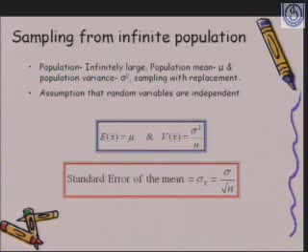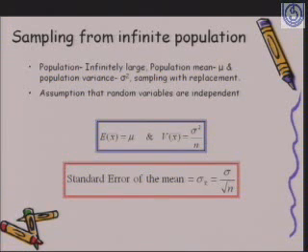But if your population is infinitely large and you make an assumption that the random variables involved are independent of each other, then the expected value of the sample mean is mu, and the variance of x bar is sigma square by n, and the standard error is sigma divided by root n. Now this is for the infinite population.